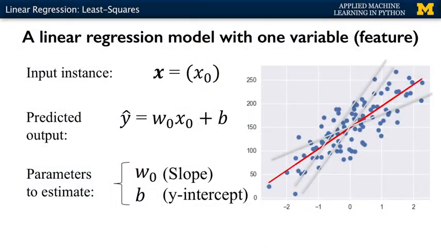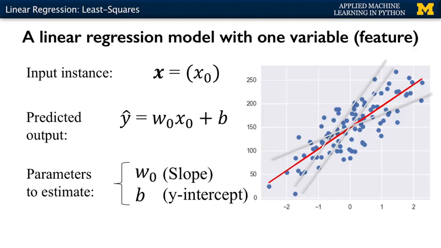Let's take a look at a very simple form of linear regression model that just has one input variable or feature to use for prediction. In this case, the vector x just has a single component. We'll call it x0. That's the input variable, the input feature. And in this case, because there's just one variable, the predicted output is simply the product of the weight w0 with the input variable x0 plus a bias term b.